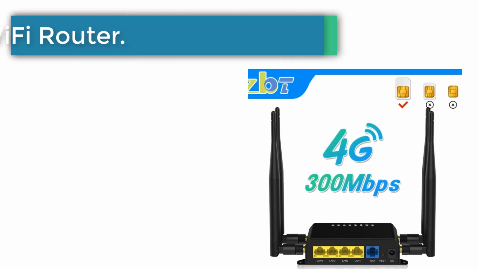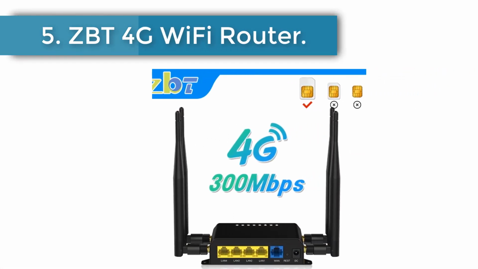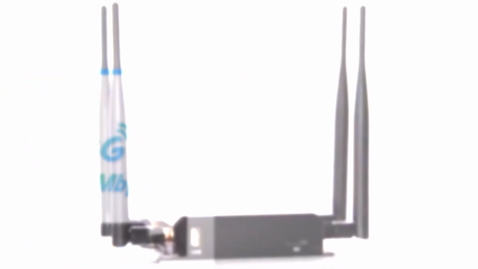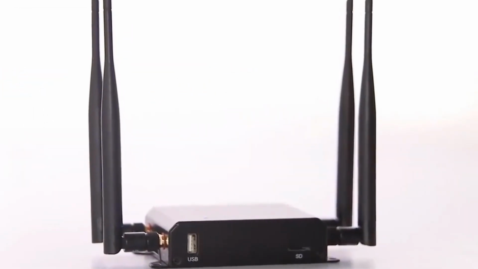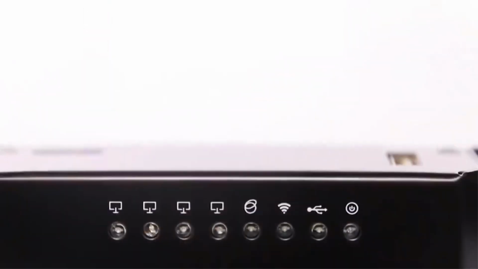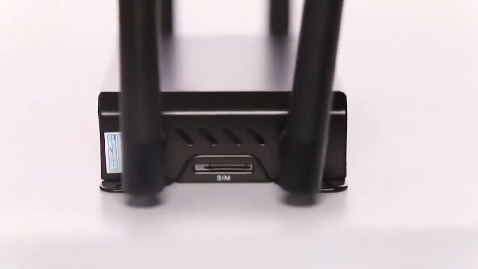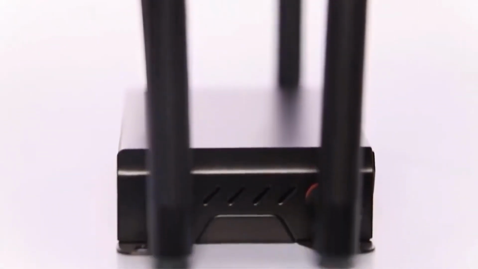Number 5. ZBT 4G Wi-Fi Router. Which version will be suitable for use in my country? 4G EU version, 1/2/3/4/5, is suitable for countries in Europe and Africa, Asia, Brazil and Australia. 4G USA version 1/2 is suitable for countries in America.